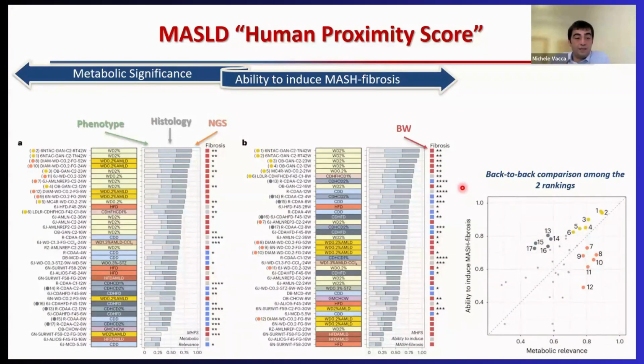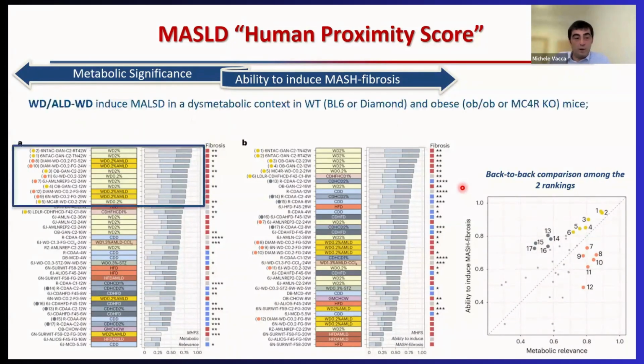Let's go to the data now, and let's focus on the hits which are important for metabolic significance. There is no discussion that Western diets alone or in combination with sugar water, the so-called American lifestyle approach, induce MASLD in this metabolic context, either in wild-type mice, for example, black 6, or diamond mice, or in obese mice, for example, ob/ob mice or melanocortin-4 receptor knockout mice.